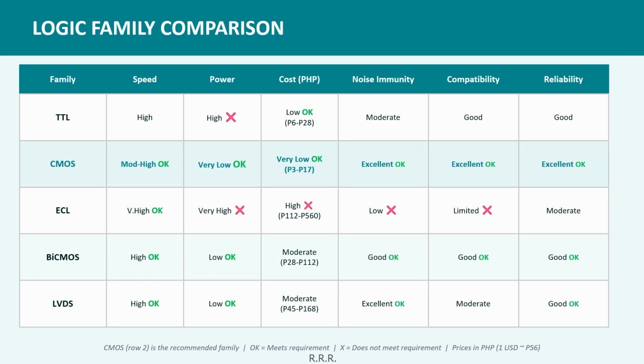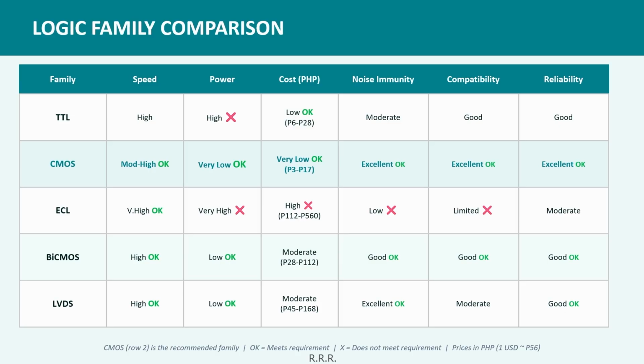The 5 families we evaluated are transistor-transistor logic, or TTL, complementary metal oxide semiconductor, or CMOS, emitter-coupled logic, or ECL, BiCMOS, and low-voltage differential signaling, or LVDS. TTL is fast, and it's inexpensive at around 6 to 28 pesos per IC. But its power consumption is high, which immediately makes it a poor fit for a battery-powered device.